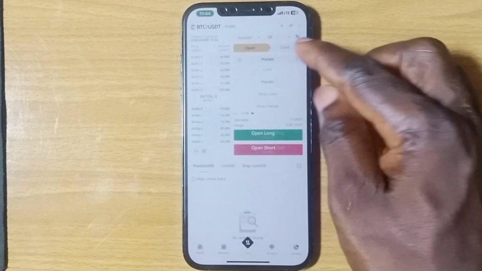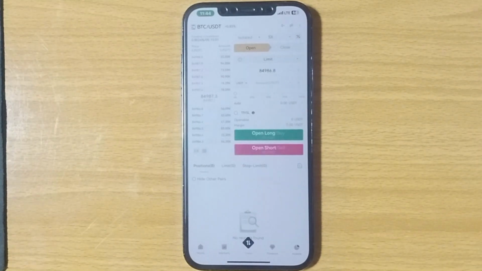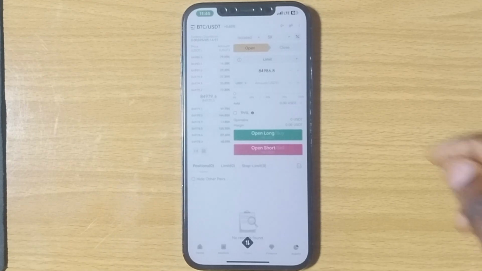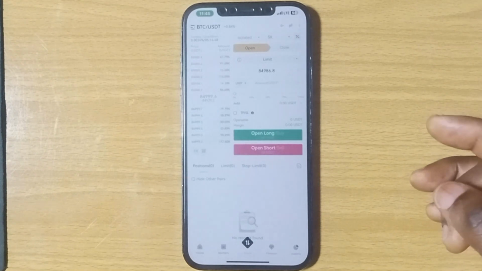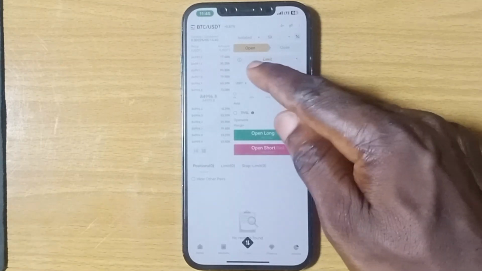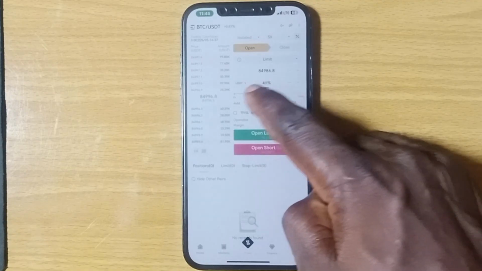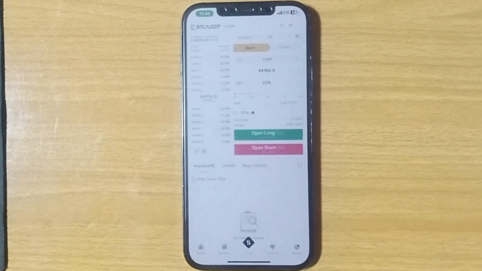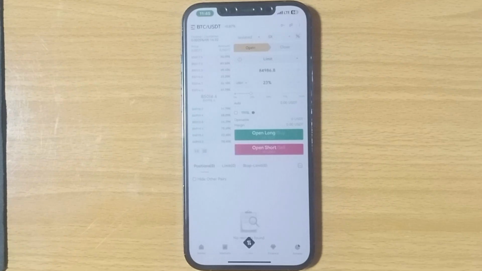Then the next one, which is limit. Limit is a bit good to me because it gives me a chance to enter the market at my convenient price. Don't forget that this is the current price of BTC, and you think that the price of BTC is coming down based on your analytics, and you want to enter the market at your convenient price. You enter that price into this place. The amount you want to invest, you enter it here in form of USDT. Then you tap on open long or open short. Then once the price falls to your specified price, the system will trigger your action and keep trading for you.